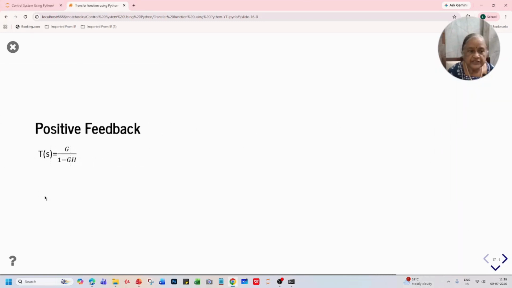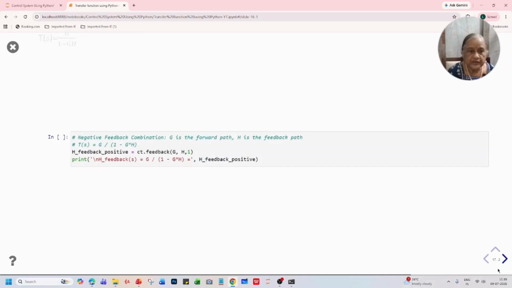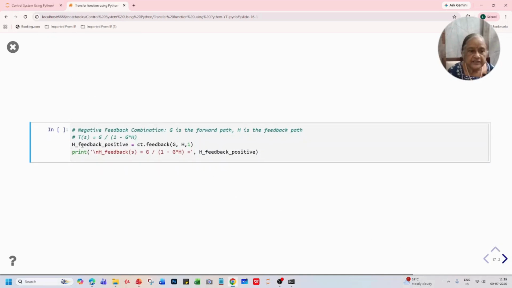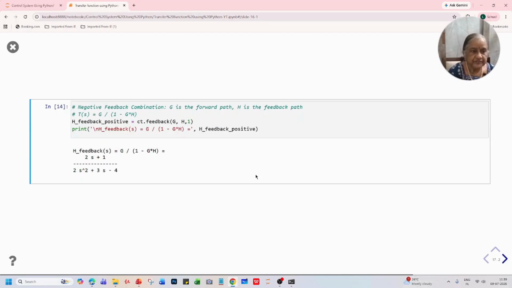Suppose it is a positive feedback, then it will be minus here. And how to account for it? In ct.feedback, just add 1 to this. Pass 1 as the third input to ct.feedback. That will construct the positive feedback system. So with positive feedback, it can be verified that this is the system.